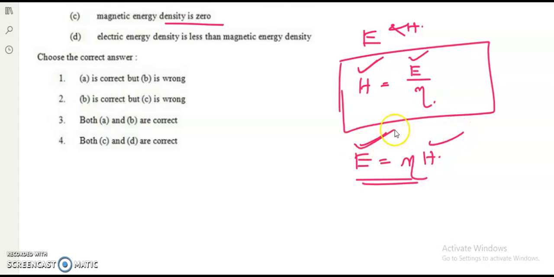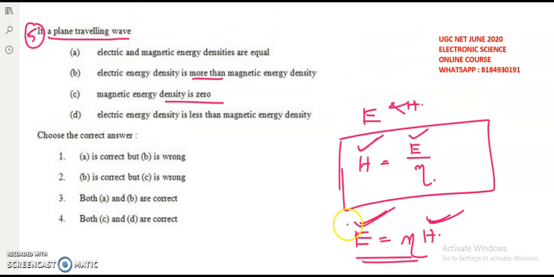That means the electric field is more compared with the magnetic field. That means electric energy is more compared with the magnetic energy. So that means electric energy density is more than the magnetic energy density. So here the option B is the correct one. So here only the option B is the correct one.